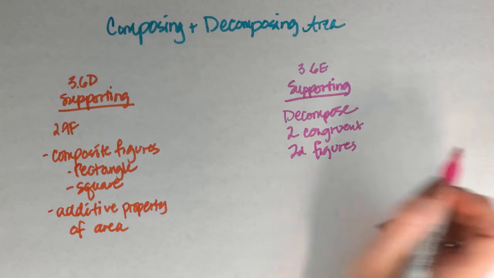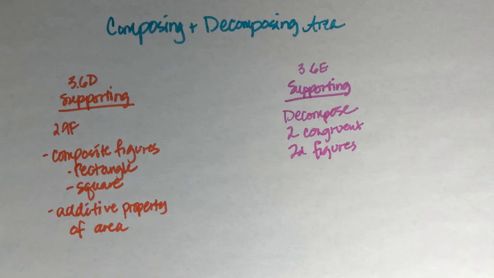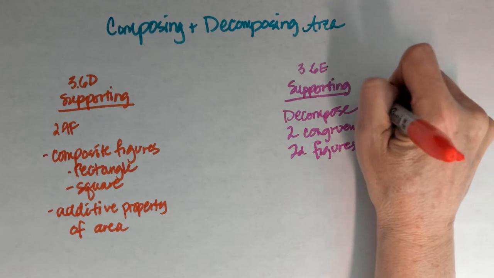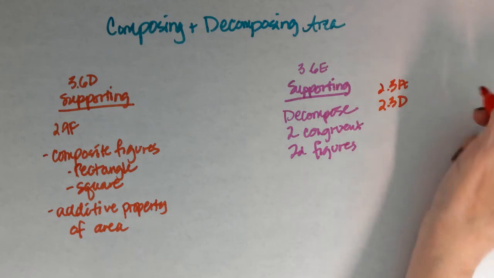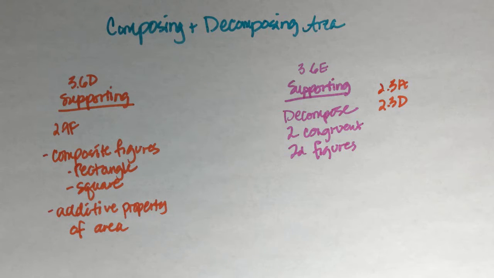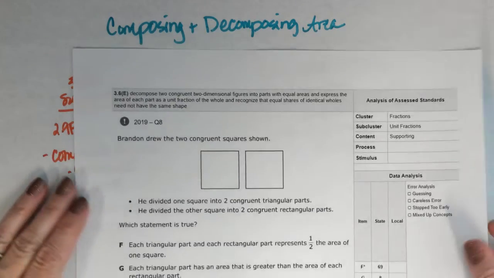So first of all, in second grade, 2.3a and 2.3d are the supporting standards. And in those two standards, students partitioned objects into equal parts and they named the parts. They did halves, fourths, and eighths. So in this particular standard, students are expected to decompose those into equal areas. So let's look at a question to help make sense of that.